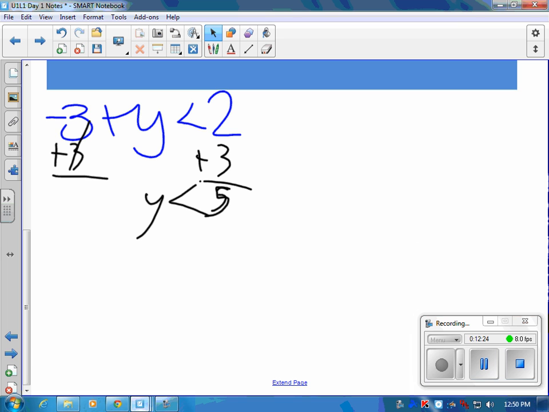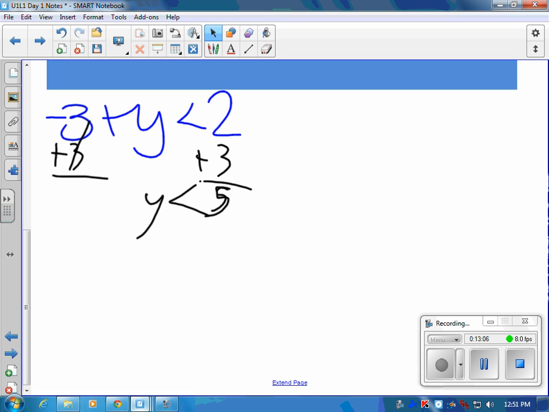How can I check my answer? How do I check my answers on these problems, Morgan? Okay, Morgan says I need to substitute 5. Is 5 less than 5? No. So what value do I need to substitute? Matthew? Any number less than 5. Give me one. Negative 14. Somebody else give me another one. 4. Grace, give me another one. 2. Parker, give me another one. Negative 3. How many solutions do we have?